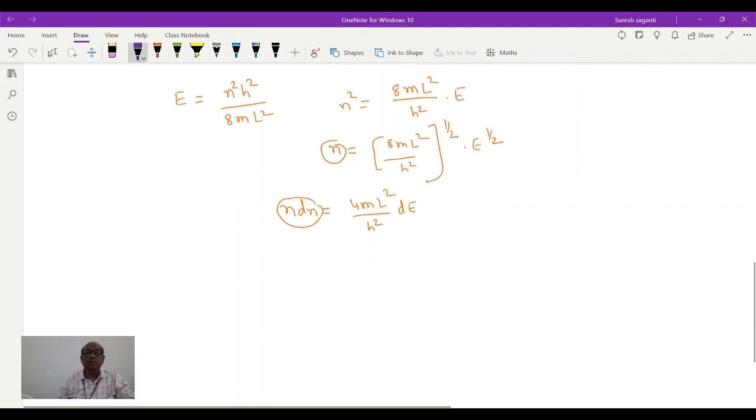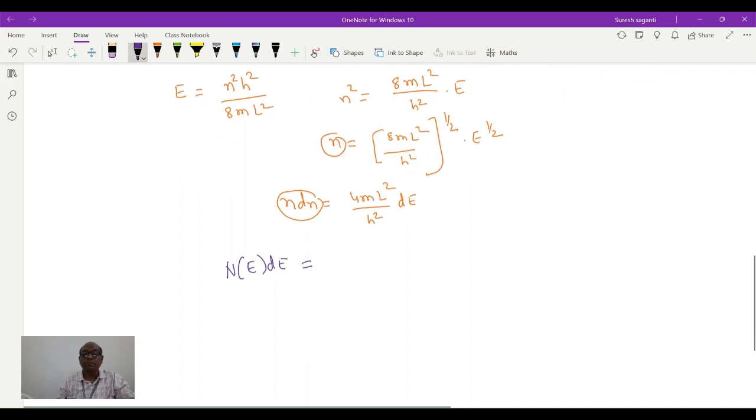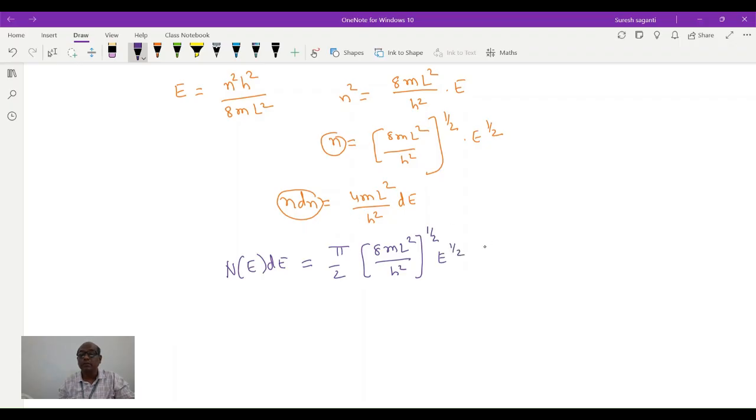n of E dE is equal to pi by 2 into n value. What is n value? 8 m l square by h square to the power of 1 by 2, E to the power of 1 by 2, and n dn value is 4 m l square by h square into dE.